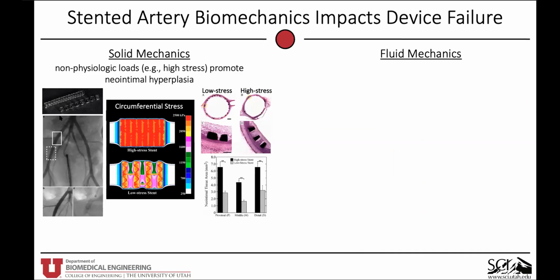This study specifically looked at 2 stent designs, custom stent designs, known to induce variations in the circumferential stress or mechanical environment. These stents were actually deployed in an animal model and it was shown after about a month in these animals that a stent that induces higher stresses actually results in increased neointimal hyperplasia or tissue response.